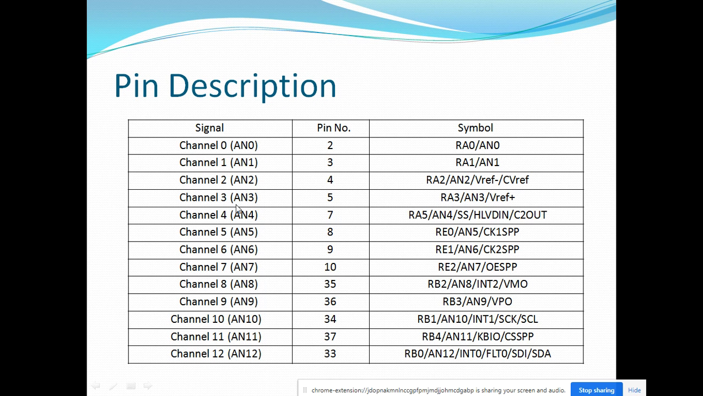Okay, so you can see AN3 is multiplexed with V reference plus also. And AN2 and AN3, that is pin number 4 and pin number 5, are related to V reference minus and V reference plus. Here you can connect these pins either to VDD or to the required reference voltage, so that the required input measurement range can be accessed.